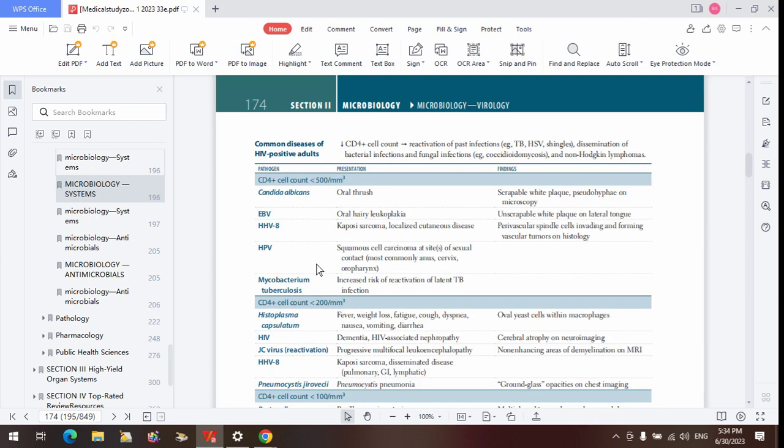AIDS-defining illnesses. There are a lot of them. Some of them come around following reactivation, like someone that has TB. TB is already there, latent, sitting in the middle lobe or lower lobe. Once there's a reactivation, it goes to the upper lobe and starts causing caseous cavities and fibrocystic cavities. Someone that has HSV can also reactivate. And if this is HSV type 1, how will they present? HSV type 1 reactivation.